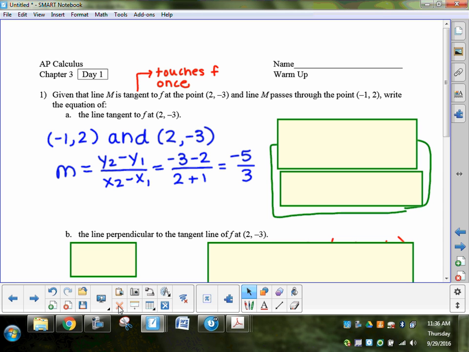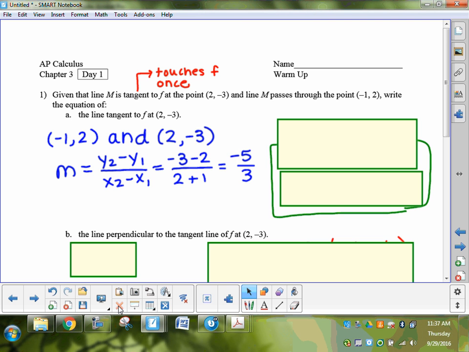The next thing that you need to know is you need to give the line tangent to that. Now, if it's tangent to it, that means it touches it once at 2, negative 3. Sam, what did you get as an answer for this, or what would you get? There's multiple correct answers. Who can tell me what they would get? What slope? Let's say it this way then, Sam.